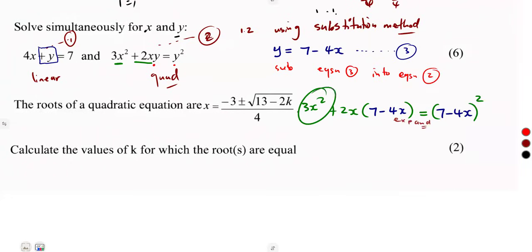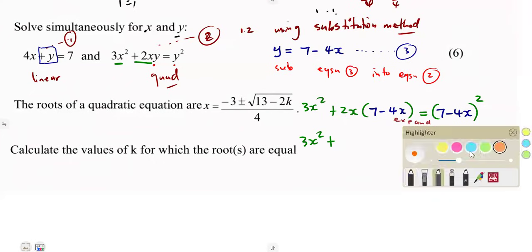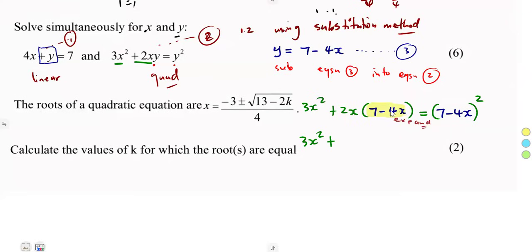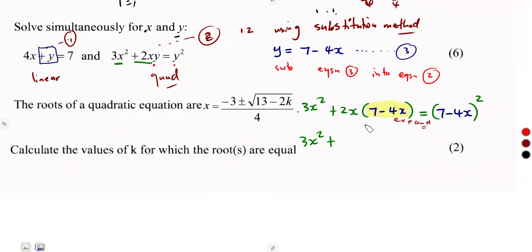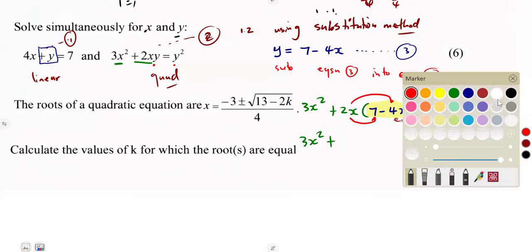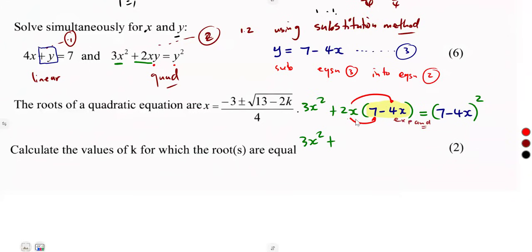All right, so this is 3x squared plus, here we're gonna distribute by what? By 2x. As we can see, I've got a bracket and there's a term outside of the bracket, so it's gonna be 2x multiplying a 7, 2x multiplying negative 4. So 2x times 7, that's gonna be 14x. 2x times minus 4, that's minus 8x squared. All right, then we expand this other side.